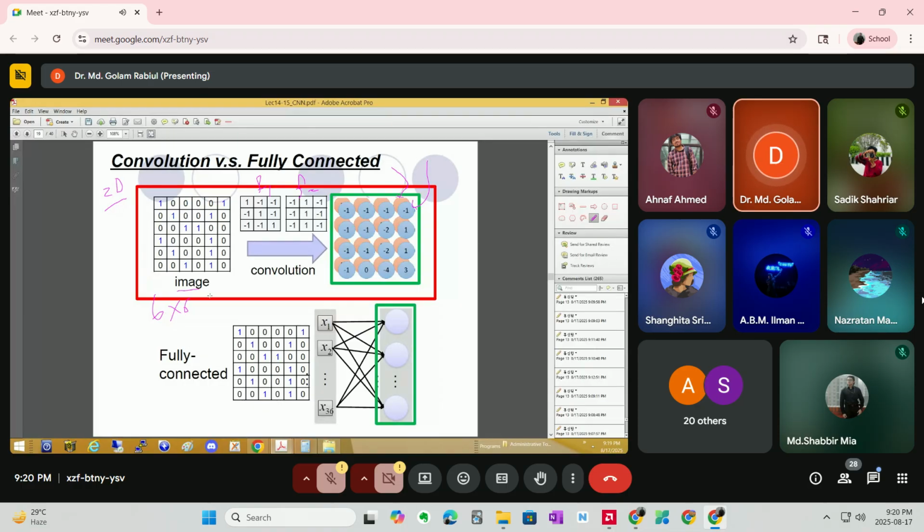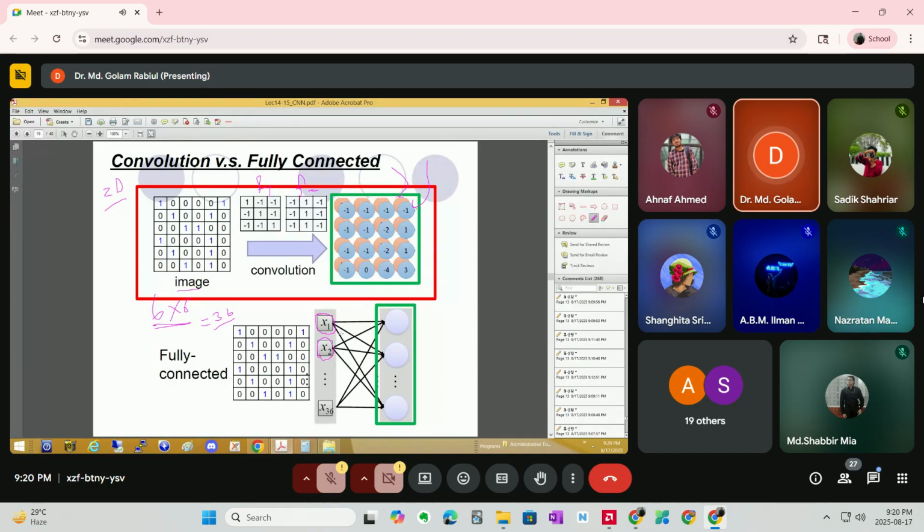So think about this image, and this image is 6 by 6. If we think about the construction of the equivalent deep neural network, then the input must consist of 6 by 6, actually total 36 neurons. So that means in the input layer we have to consider 36 neurons. You can see this is the first neuron, second neuron.